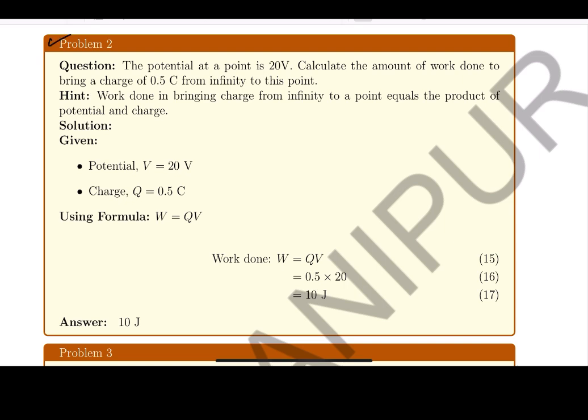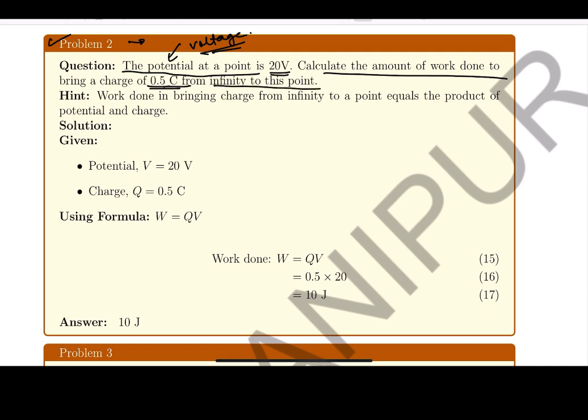Let's go to question number 2. This is question number 2. What is the question asking us? The potential at a point. What is potential? Potential is actually voltage. Potential and voltage are the same thing. At a point it is 20 volt. Calculate the amount of work done to bring a charge of 0.5 coulomb from infinity to this point.